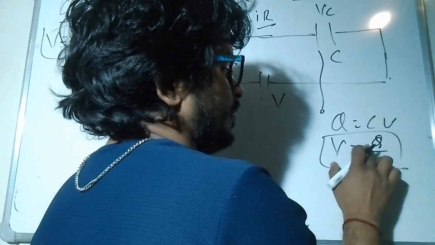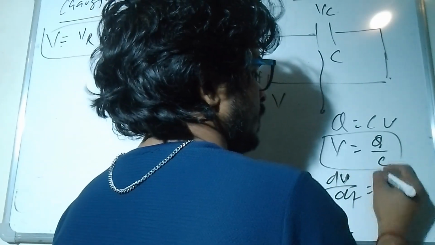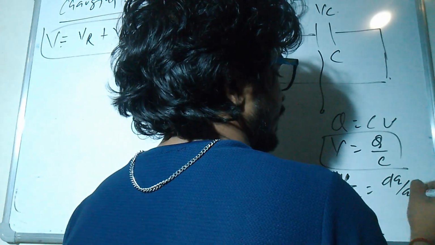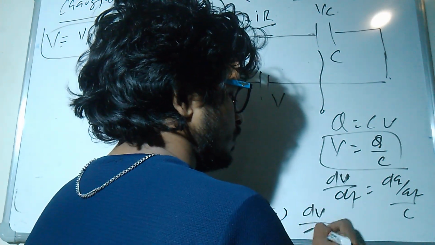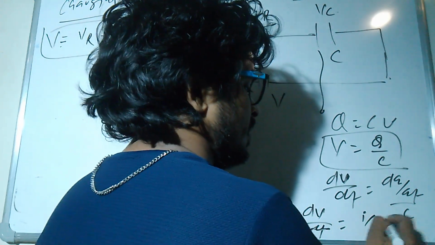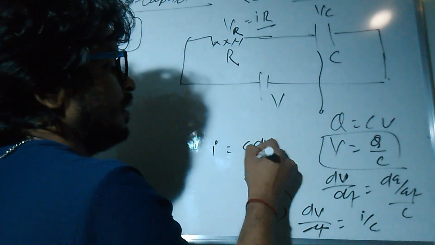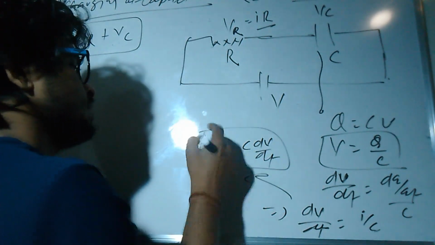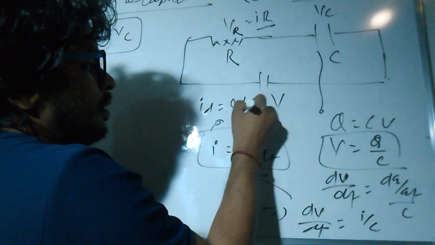If you differentiate this, you can also say rate of change of voltage dV by dt is equal to dq by dt divided by C. So rate of change of voltage with respect to time is equal to I by C. Or from here you can also say I is C dV by dt. We also say this is a displacement current. Displacement current is C dV by dt.